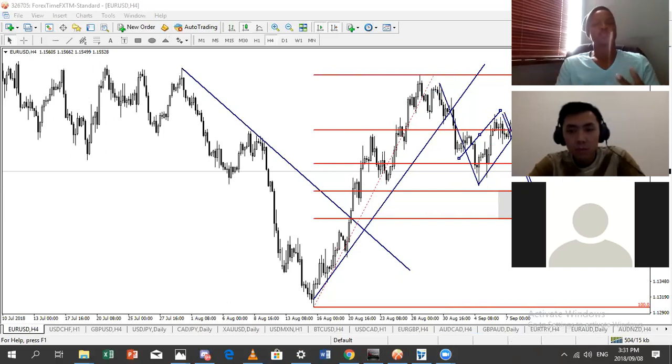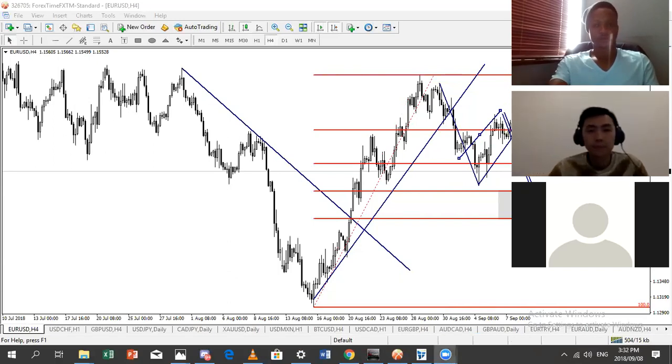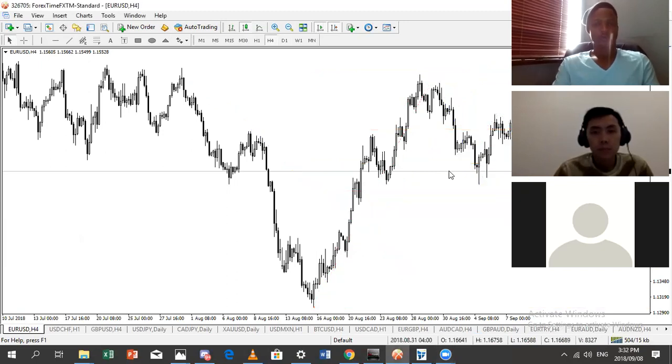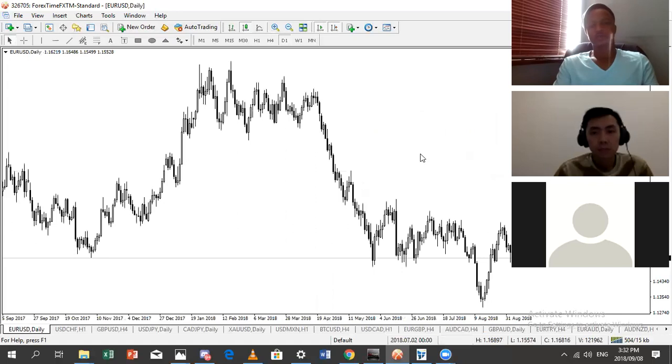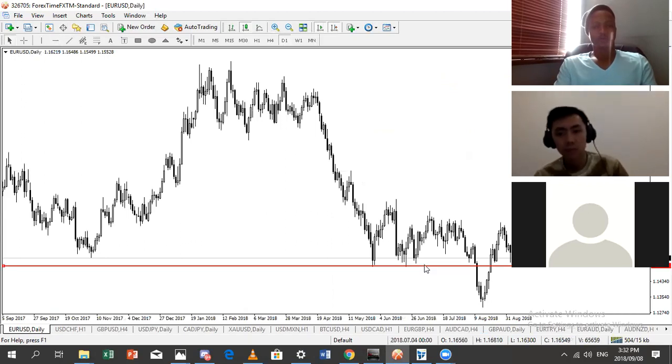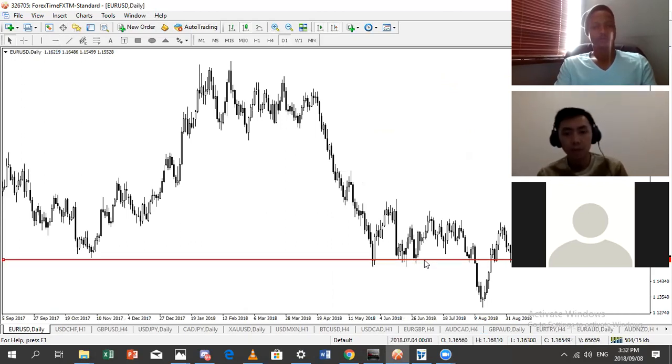So this thing all started where? On daily. It all started on daily time frame. Okay, let's just go to daily quickly. Let's see what we see on daily. We see this strong level where price failed to break, and then we see another one where price failed to break. Let's just put it here.